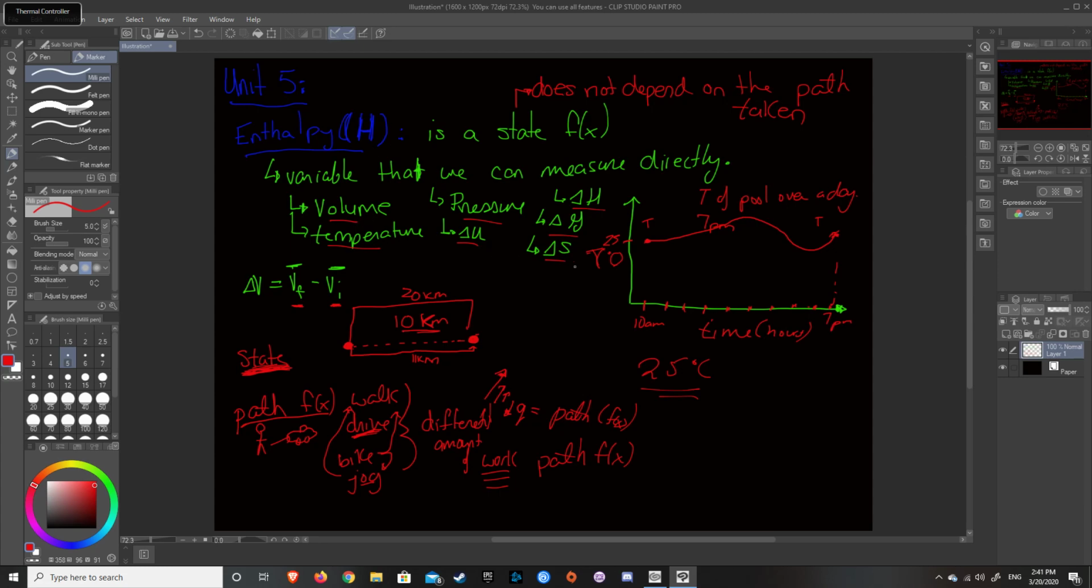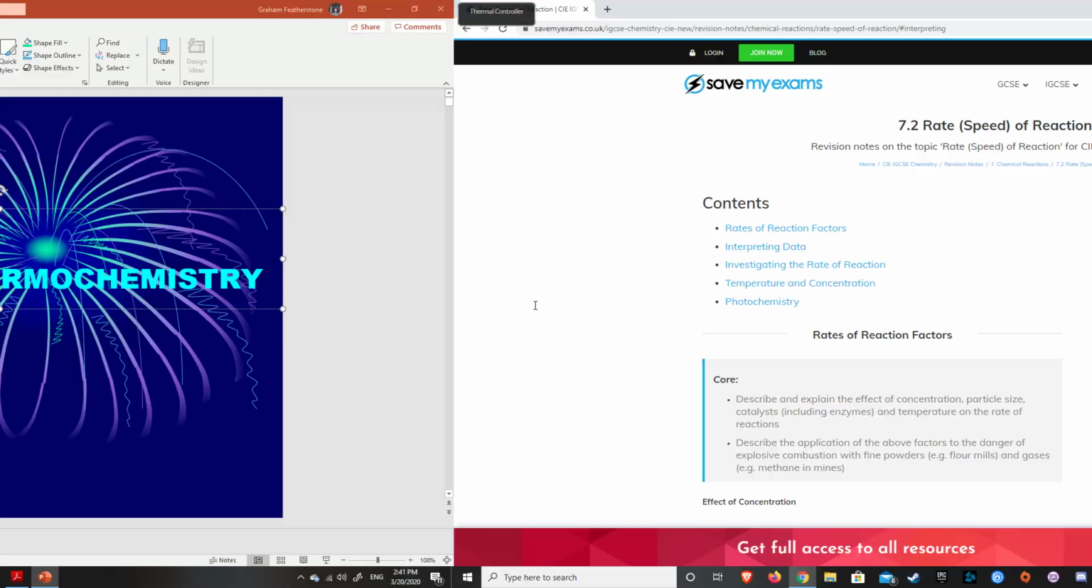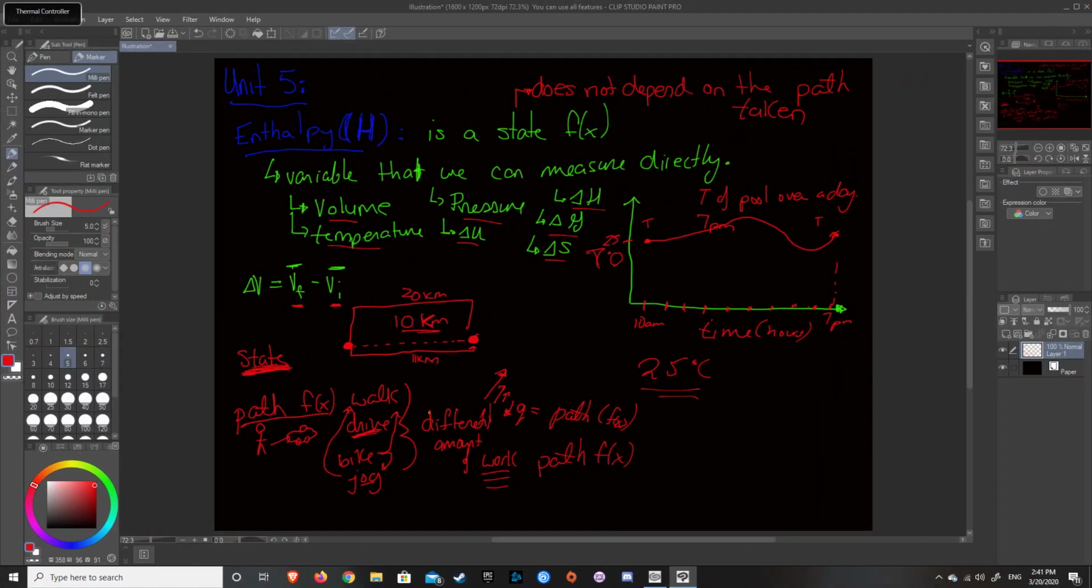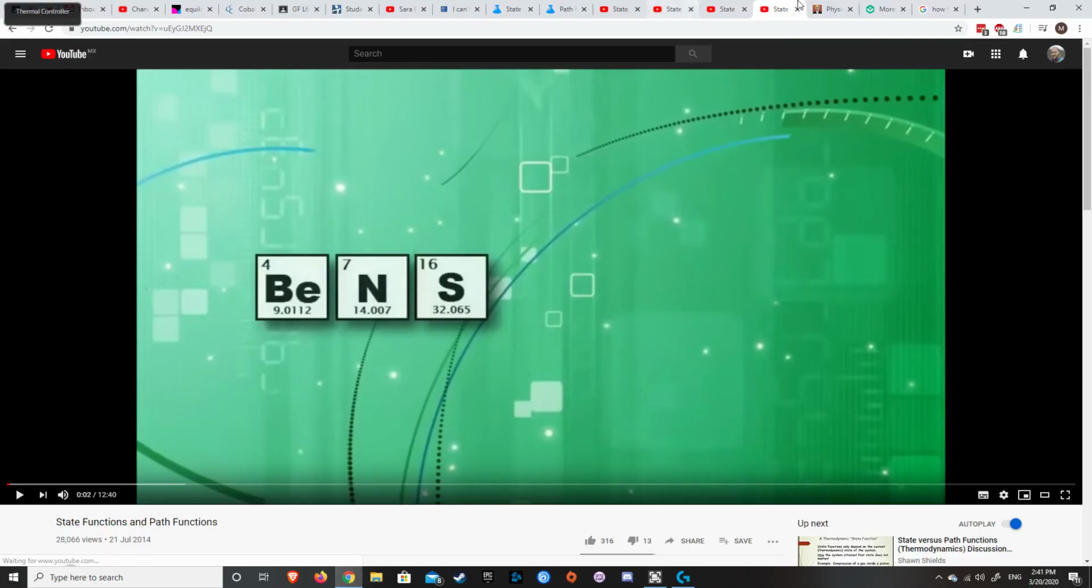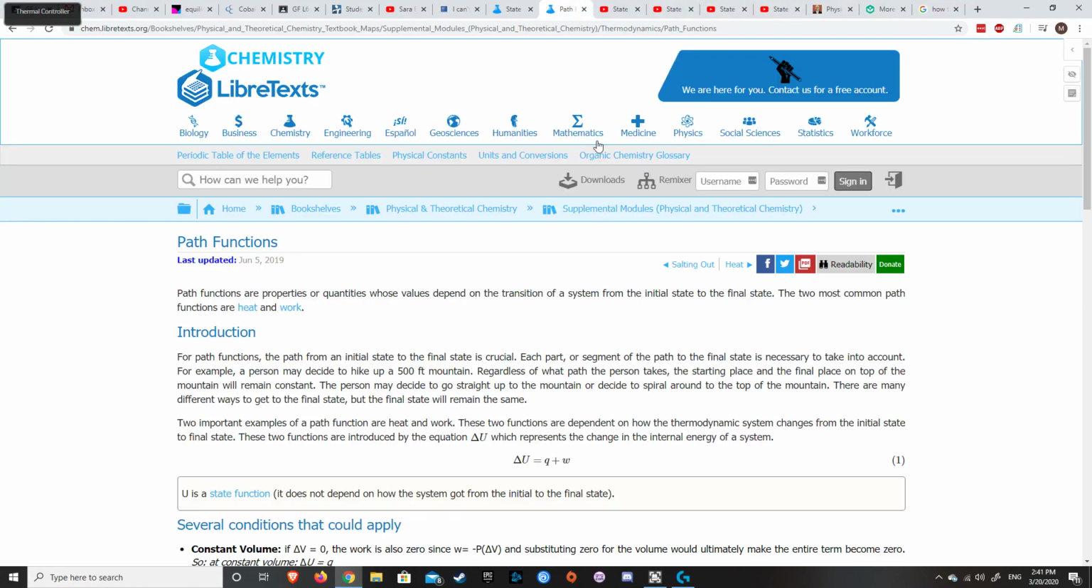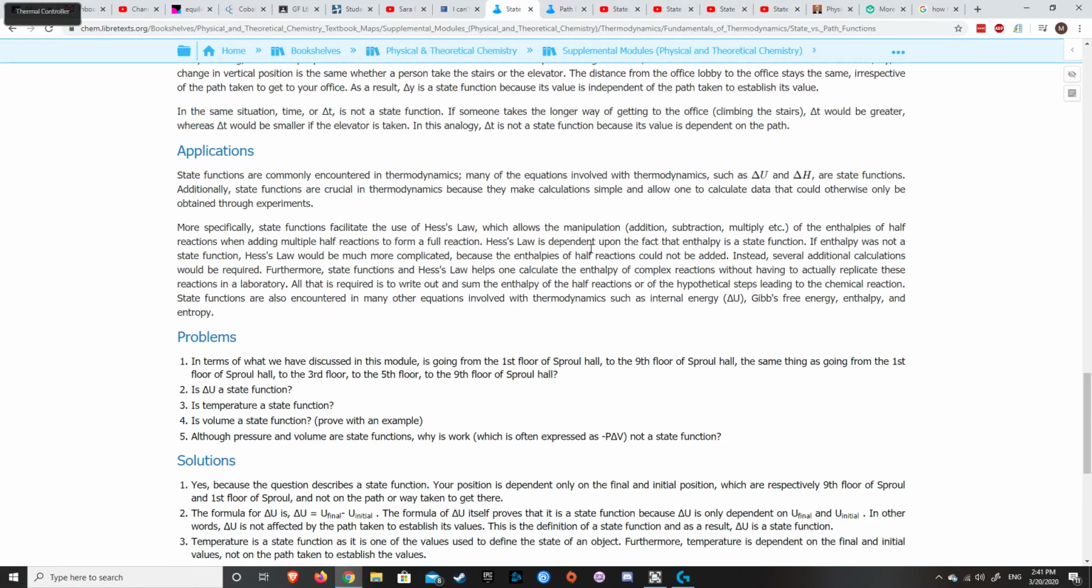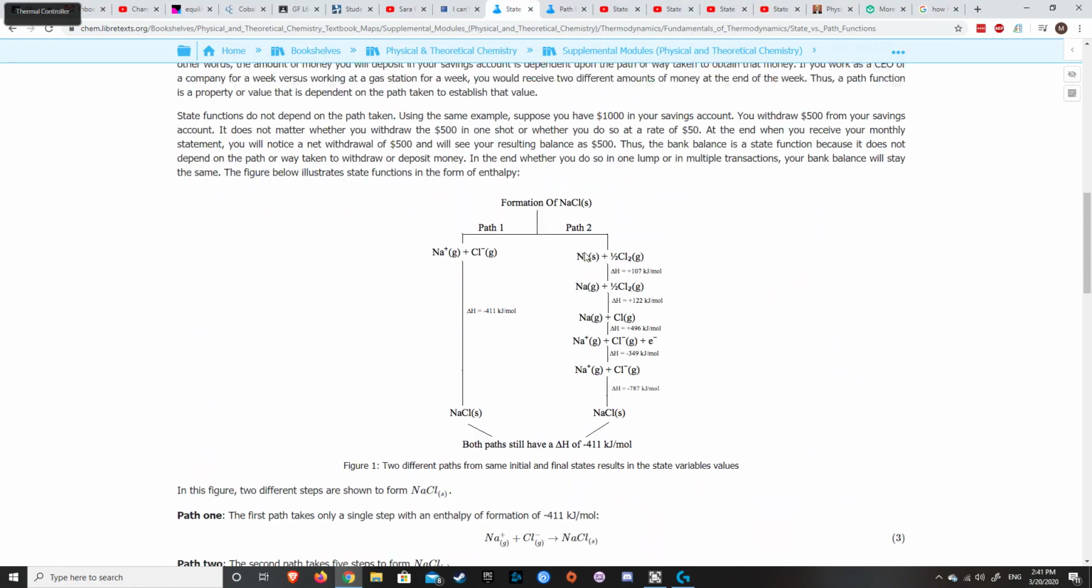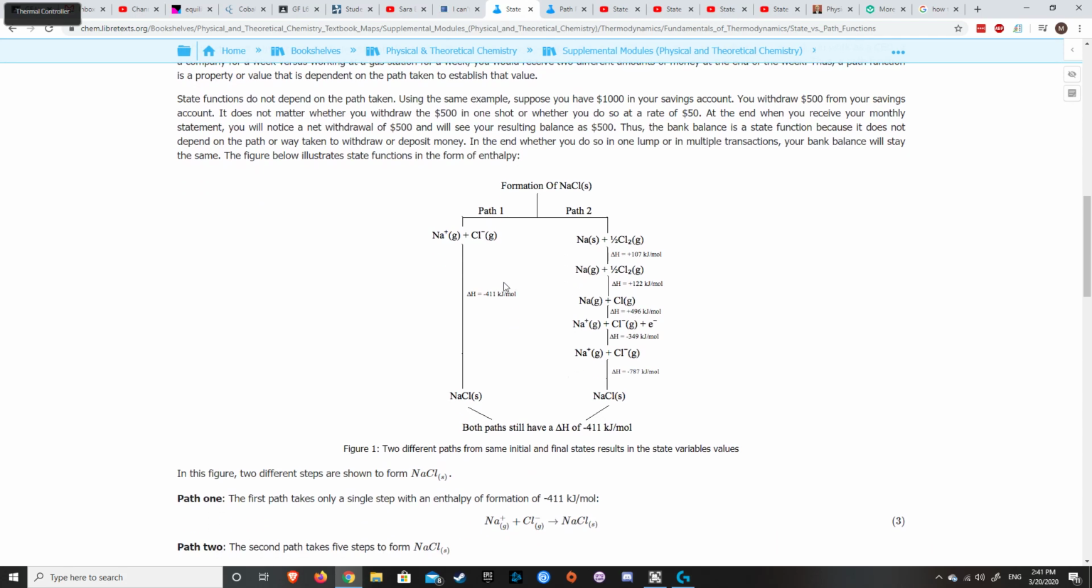So they're only going to depend on the initial and the final state, and it doesn't matter how you get there. So a good example that I like to show of that is, I've got the slides right here. And basically, here's two different paths that we can go through.